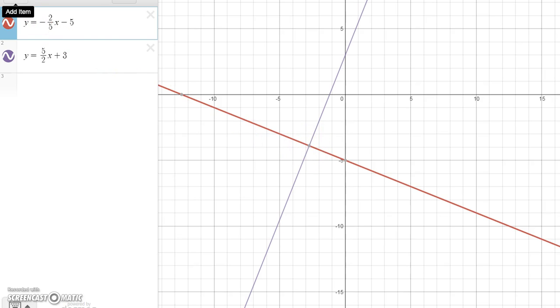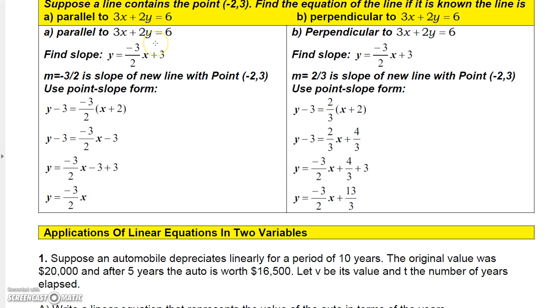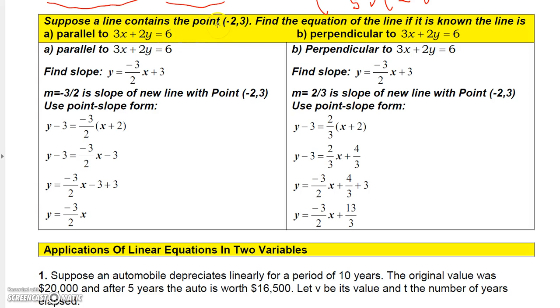So that's perpendicular lines. One of the ways that we try to make sure you understand this concept is we like to give you a point that a line goes through, and we want you to find the equation of the line that is parallel to a given line or perpendicular to a given line. So let's start with parallel. Okay, first of all, we know the line goes through this point (-2, 3) because we're told that. And we know the line is parallel to this line, 3x + 2y = 6.